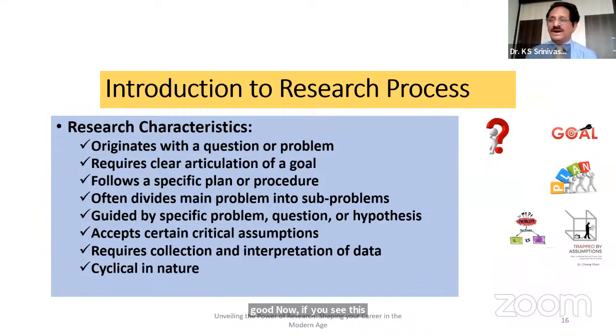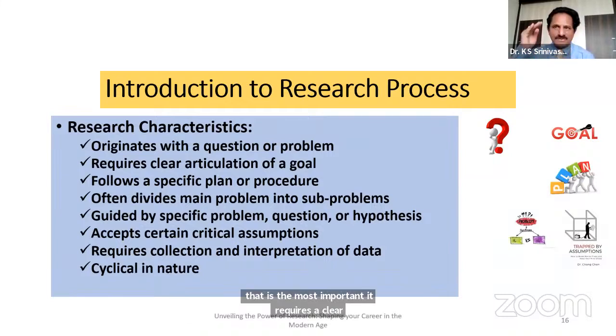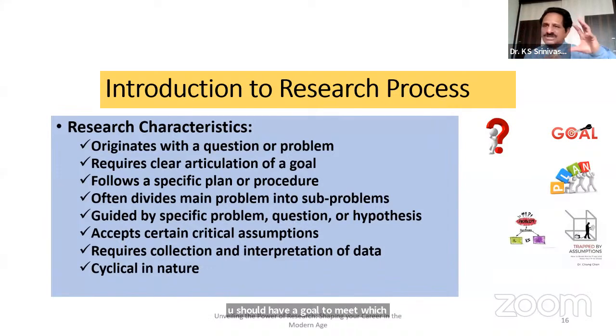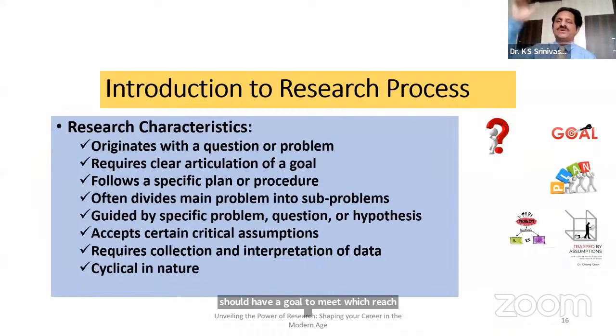Now, what is this process? When you have seen the diagrammatic aspect, very good. You have seen that. It originates a question or a problem. Research is not simple. You have to first identify a question or a problem, which you can handle later. That's the most important. It requires a clear articulation of the goal. We should have a goal to reach, a specific plan and a procedure, just like I told design. You have a plan to carry out your research to meet your goal.